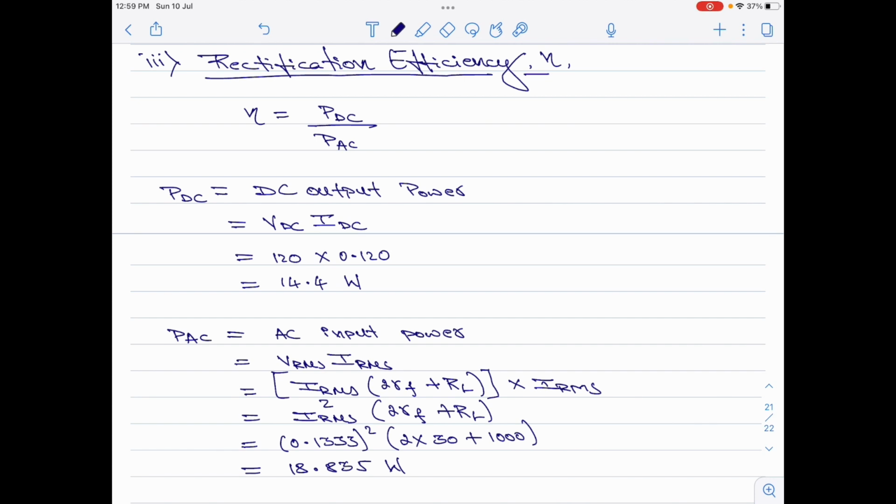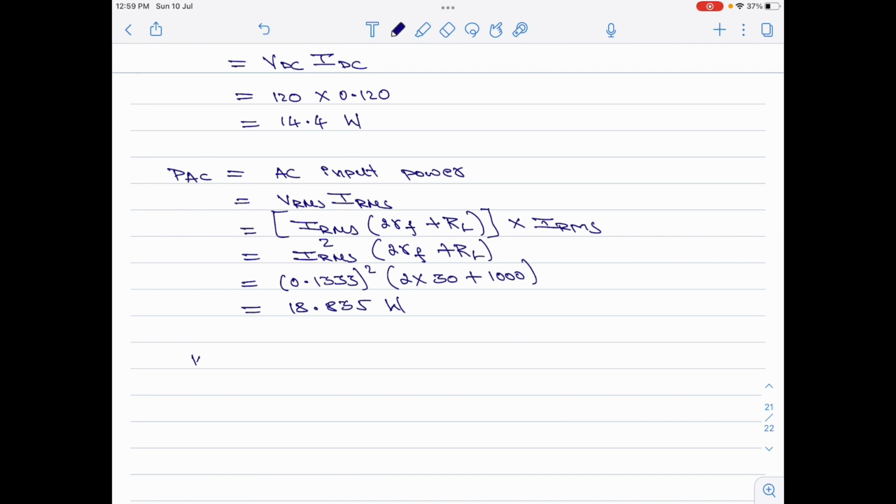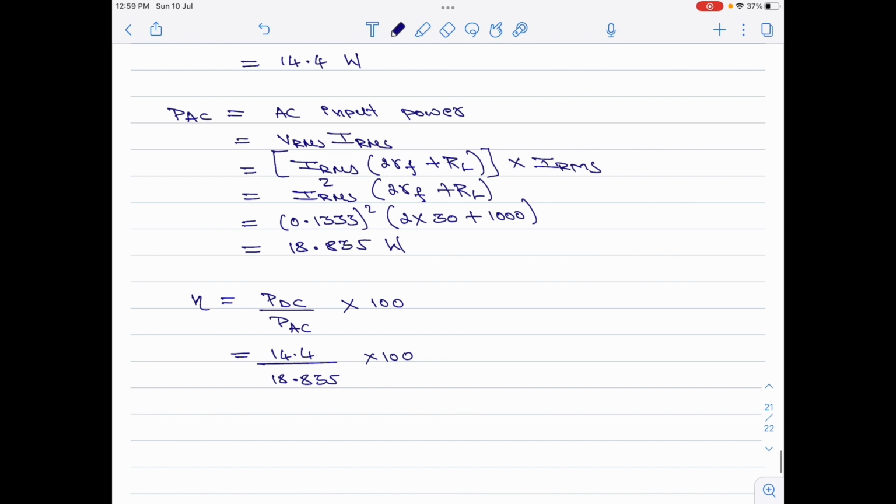Once we have computed PDC and PAC, we can now substitute it back into equation 5, which is for the rectification efficiency as eta equals PDC divided by PAC. Now, this is efficiency, so I will modify the equation by multiplying it with 100. PDC here is 14.4, PAC is 18.835, then we have 100 multiplied. So, the answer for this is 76.45%. This is the rectification efficiency. This is the answer for part C of the numerical.